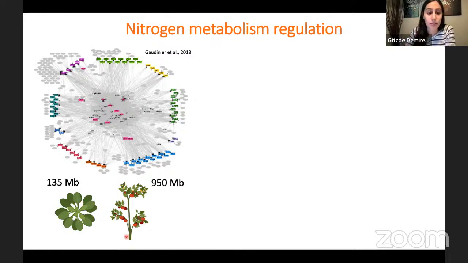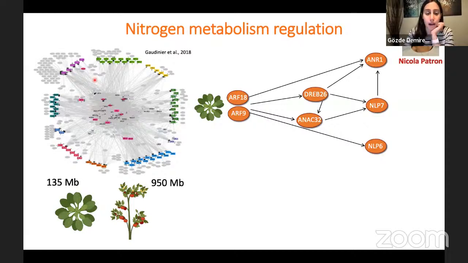And when we translate to tomato and many other crops, we have huge genomes. For example, in the case of tomato, we have 950 million base pairs. So you can only imagine how this nitrogen network is going to look in tomato and how hard it is to understand these interactions, let alone edit them.